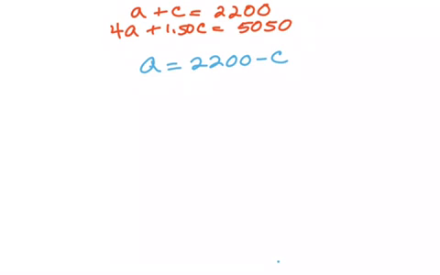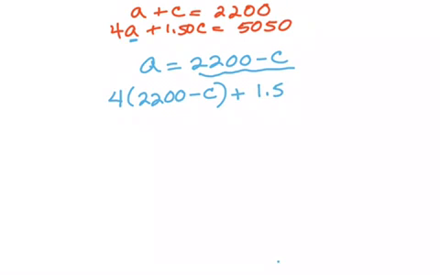So I'm going to go like this. 4 times 2,200 minus C, isn't that what A equals? And I want to know, what does A equal here? Well, it equals that whole thing. You understand that? I don't just put down 4 times 2,200. I have to put down 4 times this whole thing, because that's what A is. I have 4 of them. Plus 1.5C equals 5,050. I don't have to put down the 1.50, guys. I can just put down 1.5.